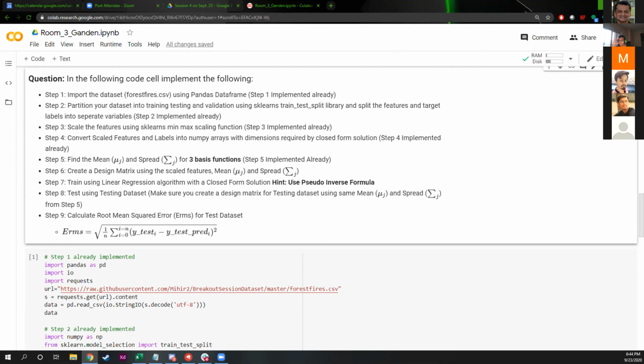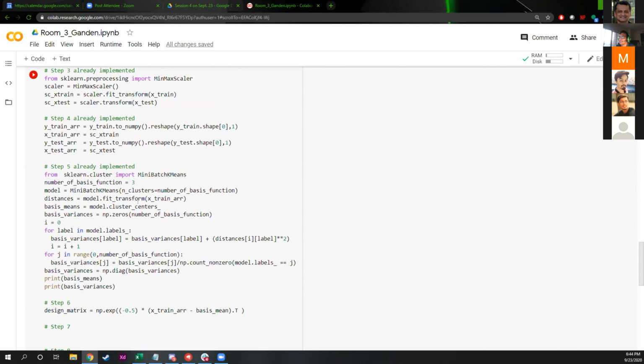So we can't use the pseudo inverse. What's with the pseudo inverse thing? That's going to come later after we're done with this design matrix. So maybe for the design matrix, we don't need to use X train array. We need to make the design matrix based on the features. X train array are the features, or is it the sample set?